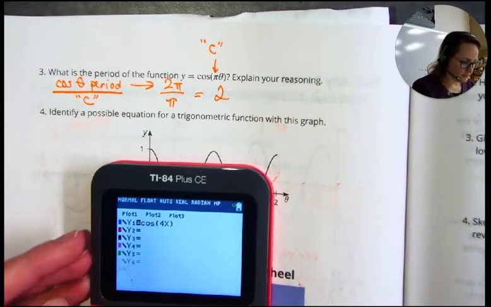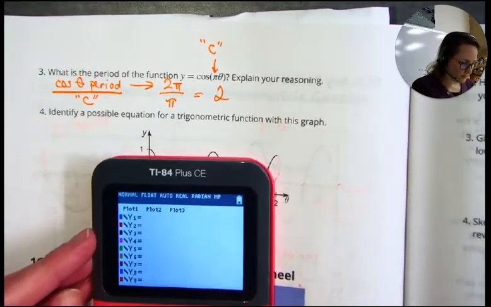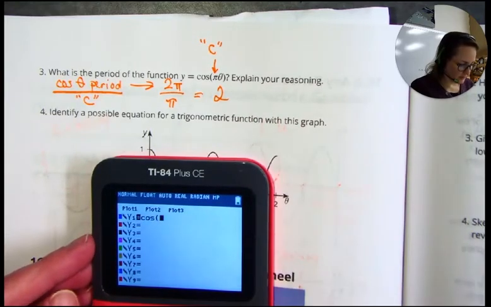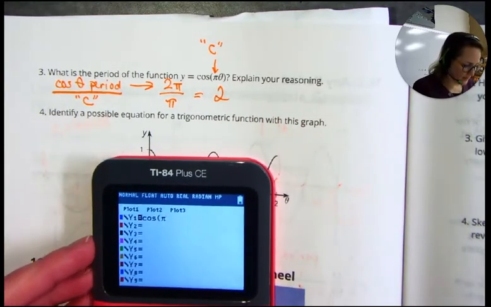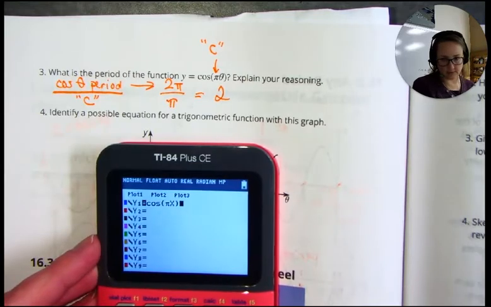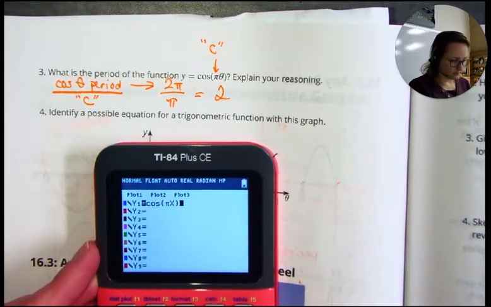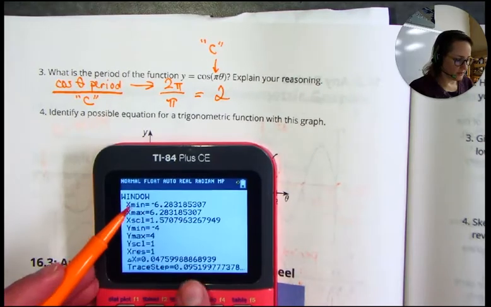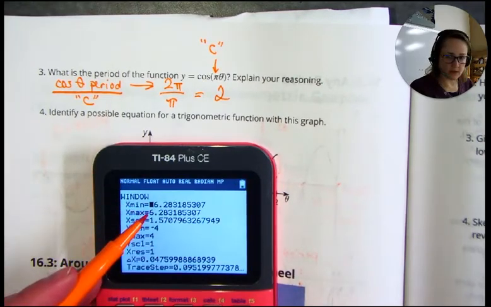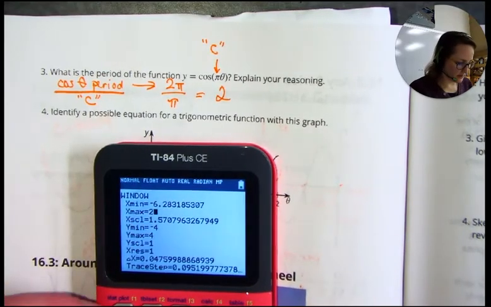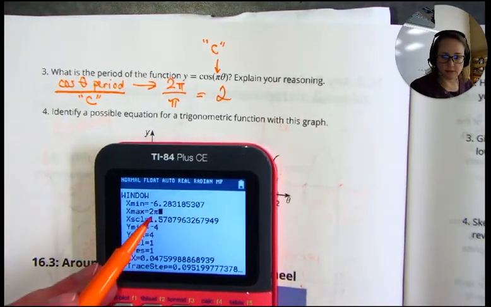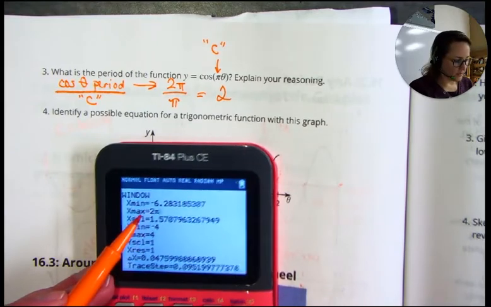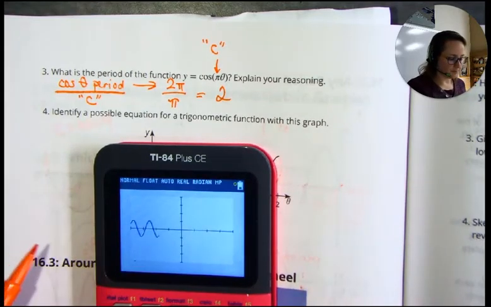We could use a graphing calculator. And I want to find cosine of pi times our angle. I want to double check that I'm in a window that would take me from negative 2 pi to positive 2 pi. So mine is set like that. You can always set it like 2 pi. And I'm going to go look at the graph.